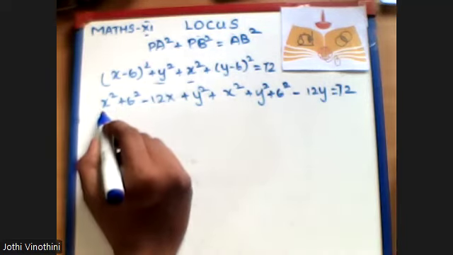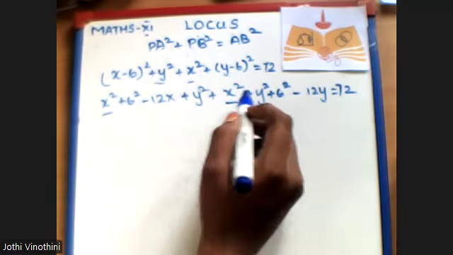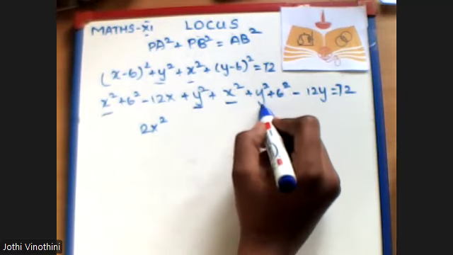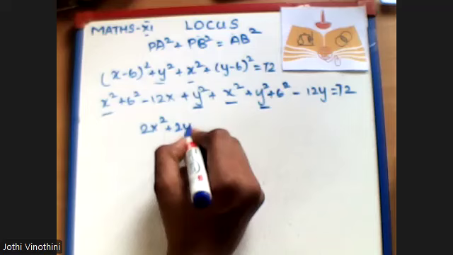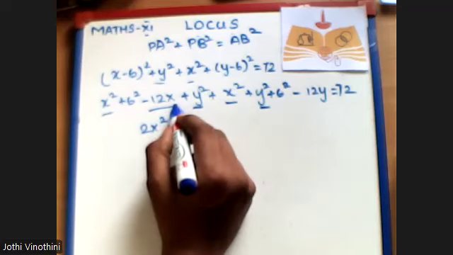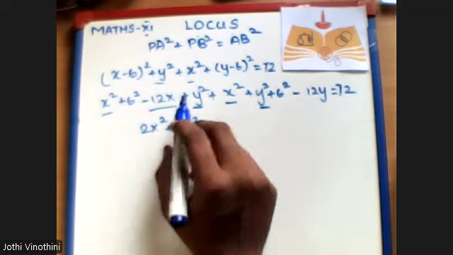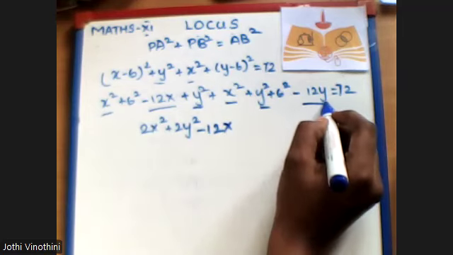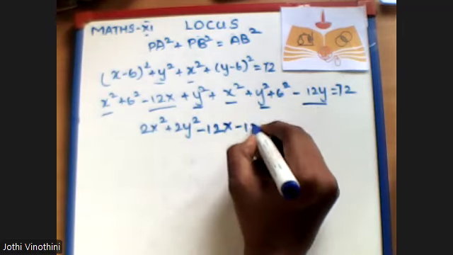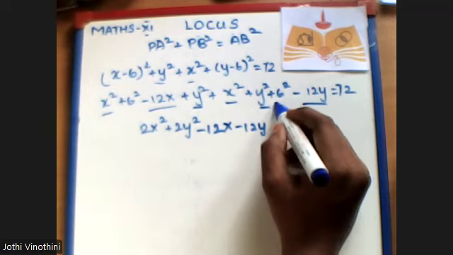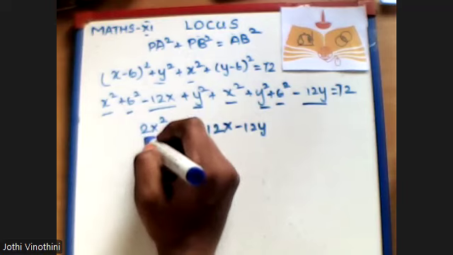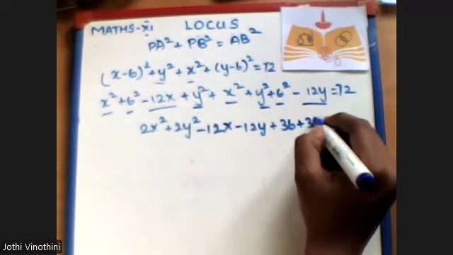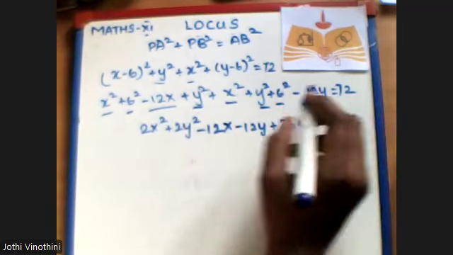Clear. So we have x squared here, we have x squared here, so it will be 2x squared. We have y squared here, we have y squared here, will be again plus 2y squared. And only one x, there will be no other x in this equation, so minus 12x. Like that we have only y in this equation, so minus 12y. And we have 2 6 squared. So 6 squared will be 36, again another 6 squared will be 36, which equals 72.